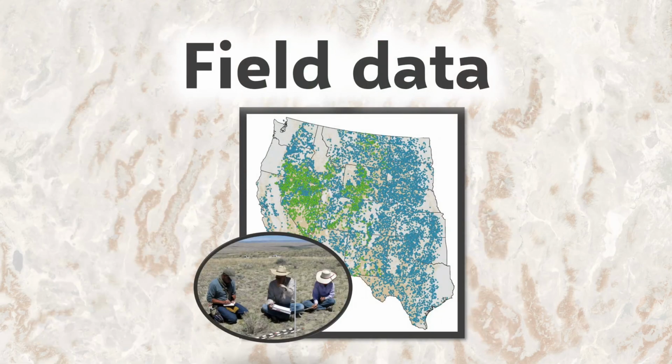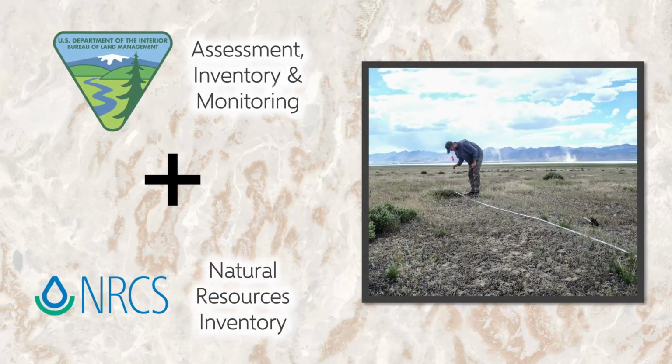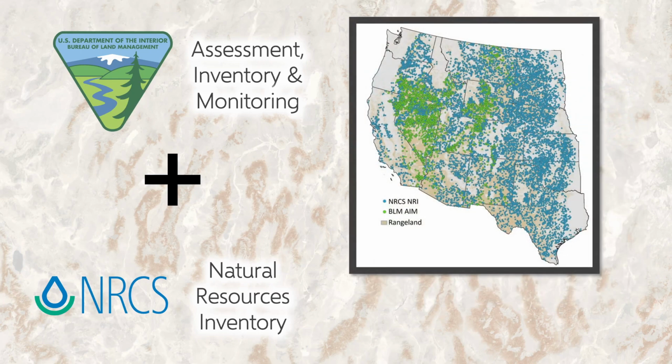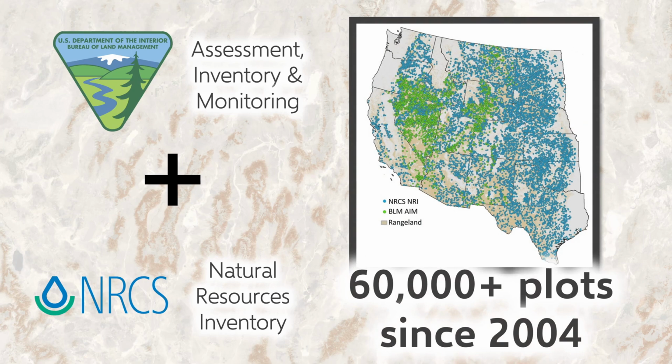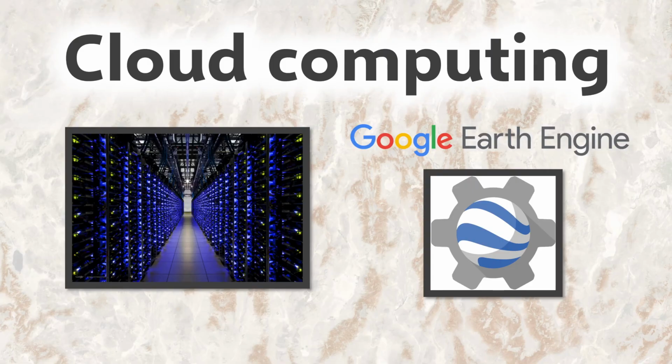Our field data come from 2 sources: the Bureau of Land Management's Assessment, Inventory, and Monitoring dataset, and the Natural Resources Conservation Service Natural Resources Inventory dataset. Collectively, these 2 datasets go back to 2004, and in that time, they've collected 60,000 plots that can tell us about the types of vegetation that are on the ground in those locations. 60,000 plots and 9 million images is a lot of data to process, and for that, we rely on our partners at Google, who produce the Google Earth Engine, which helps us to process all of that data.